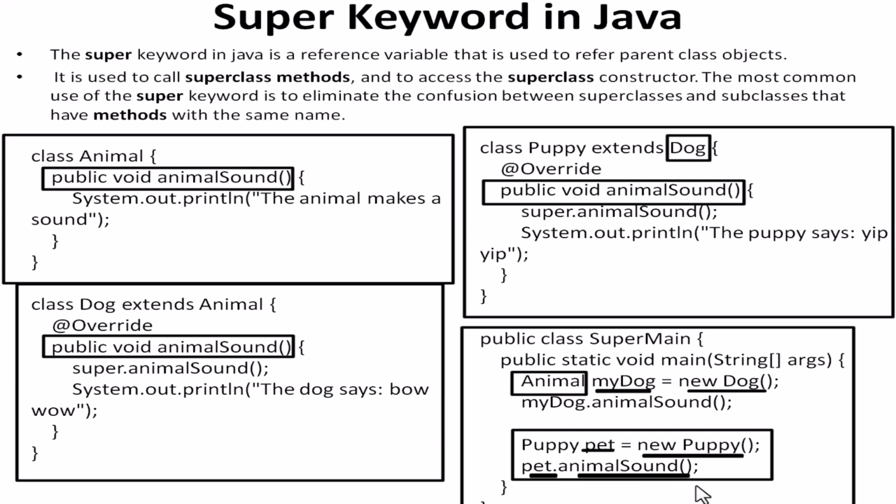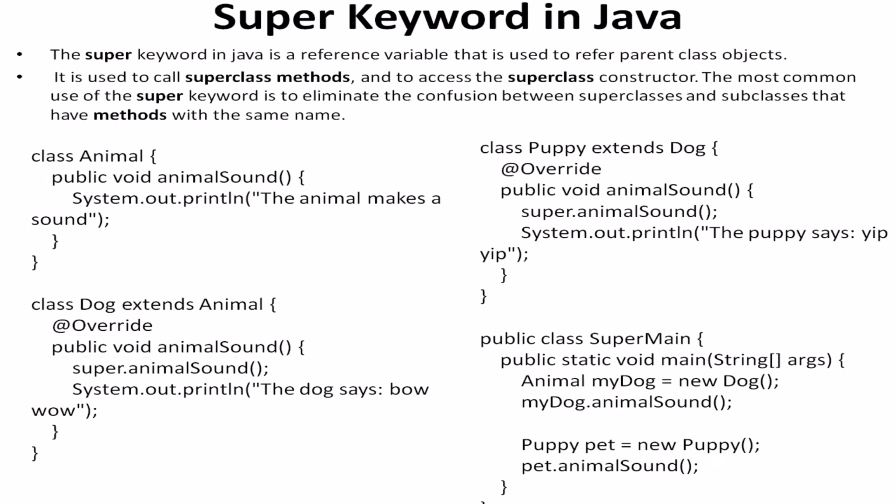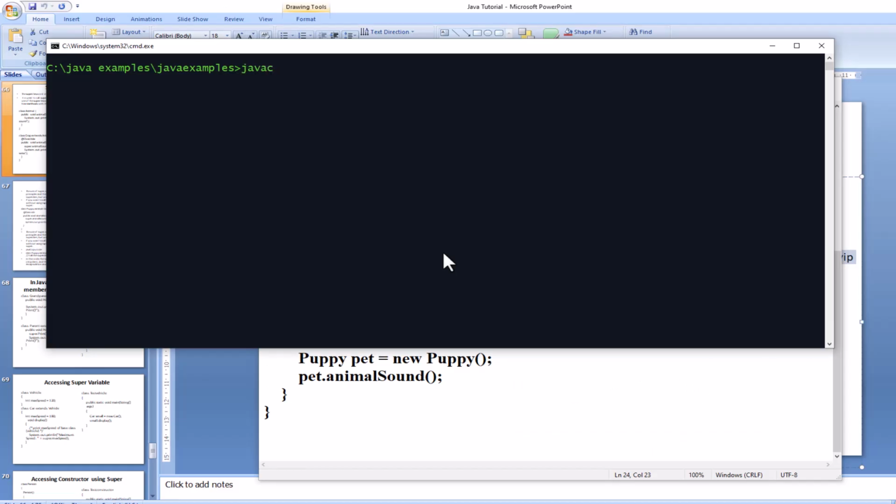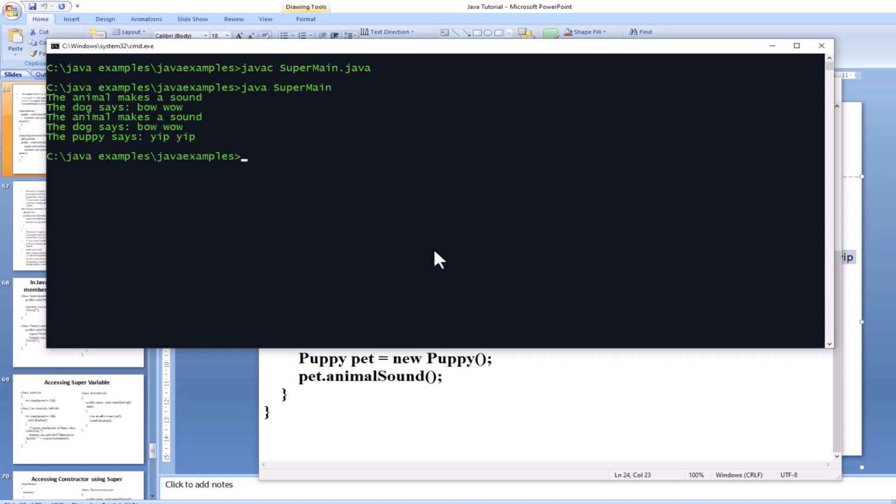At that time, let us see this particular program. What will be the output? javac SuperMain.java. Now we are executing the program, java followed by SuperMain. It is going to show the sounds: dog sound, animal sound. So it has shown all the properties by using the keyword.